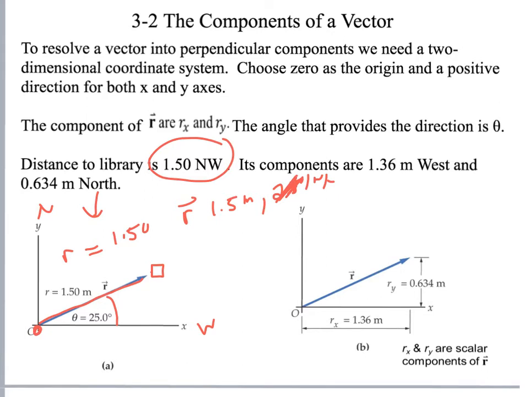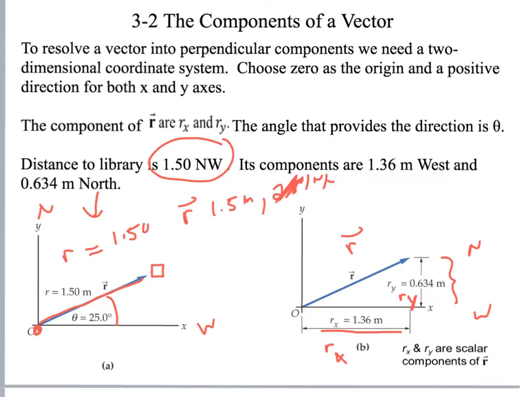What really makes a lot more sense is that it's a little hard to figure out walking 25 degrees north of west. So what's more helpful is these components right here, telling us to walk 1.36 meters in the west direction and then 0.634 meters in the north direction. So what we did was we took our vector R and resolved it into a Y component and an X component. The R sub Y and R sub X are the scalar components of the vector R.